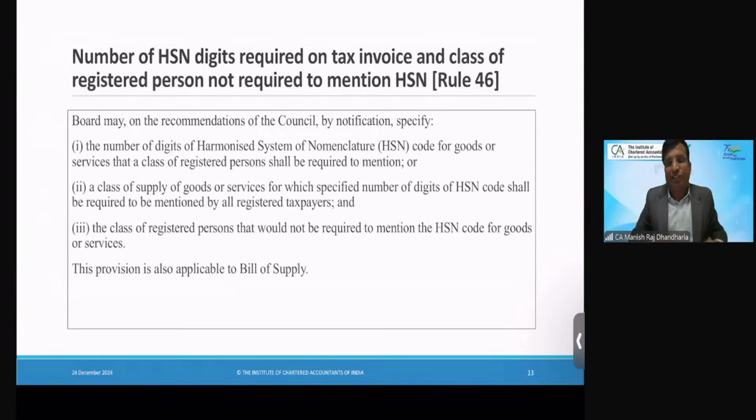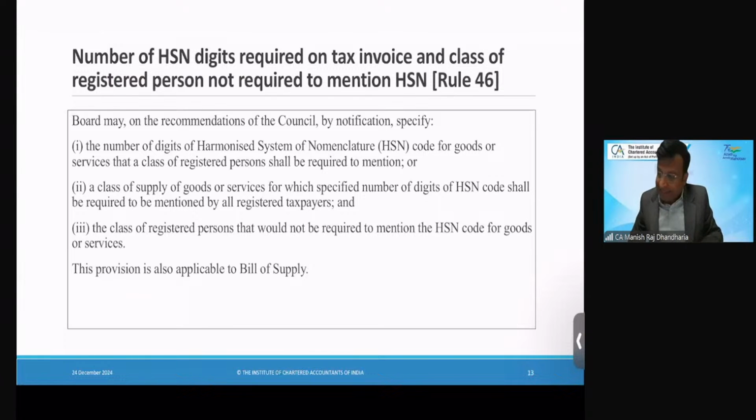Now let us come to the HSN code. Okay. Harmonized System of Nomenclature. Do you know these HSN codes are internationally accepted? ये इंटरनेशनल लेवल के HSN कोड है. Okay. So now, when to mention HSN code? How many digits are we supposed to mention? Because HSN code is up to 8 digits. Okay.